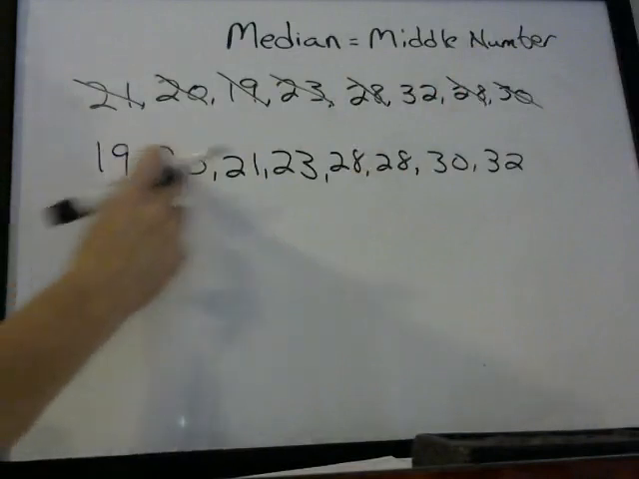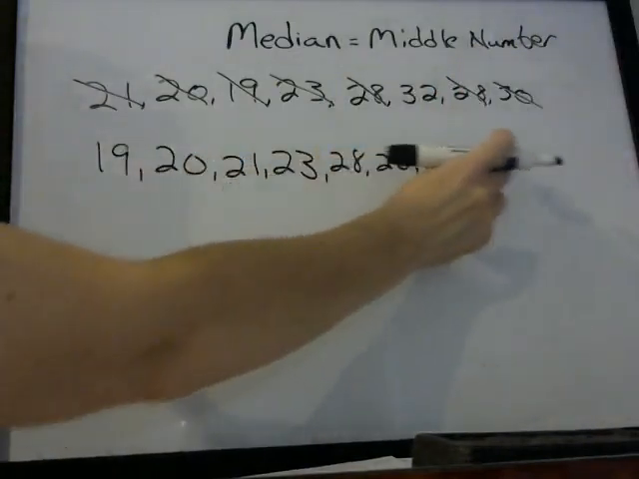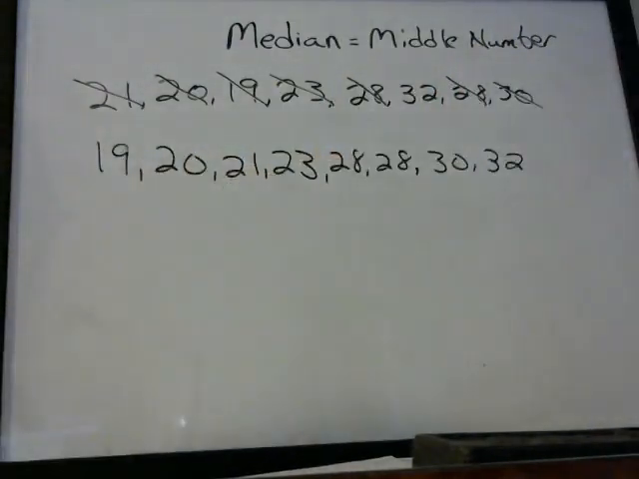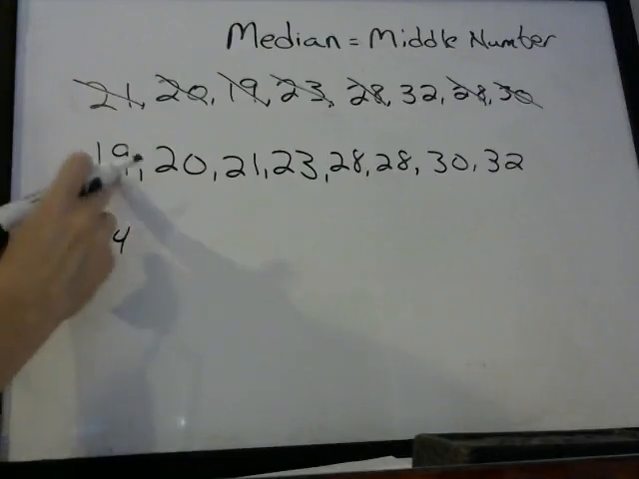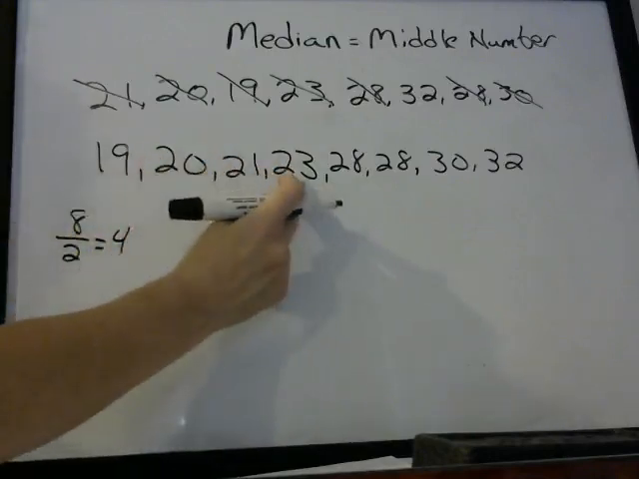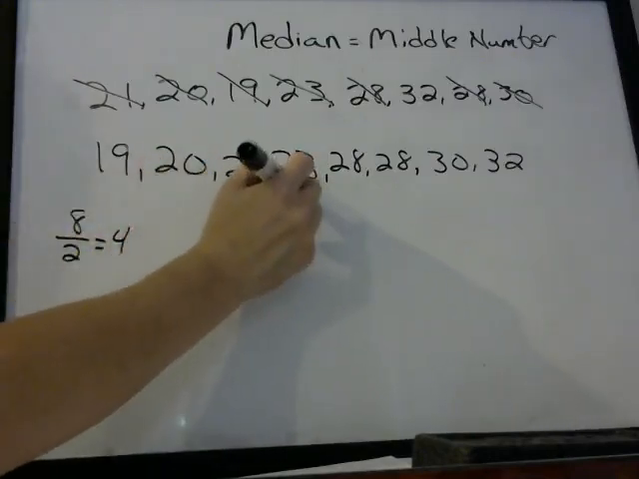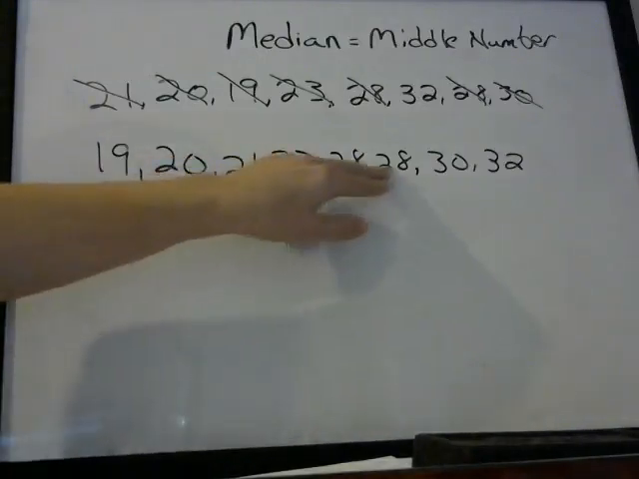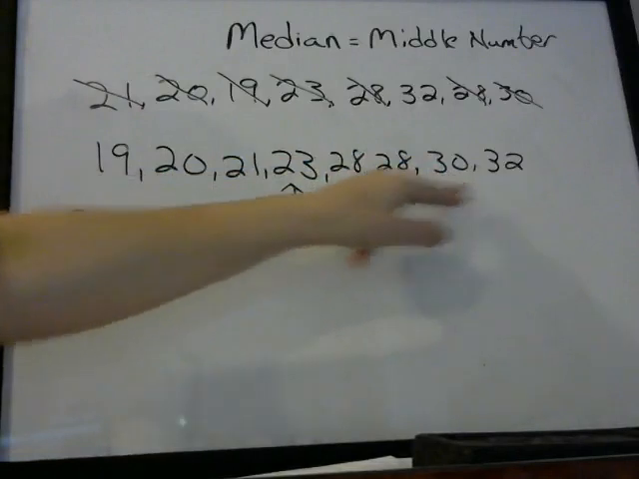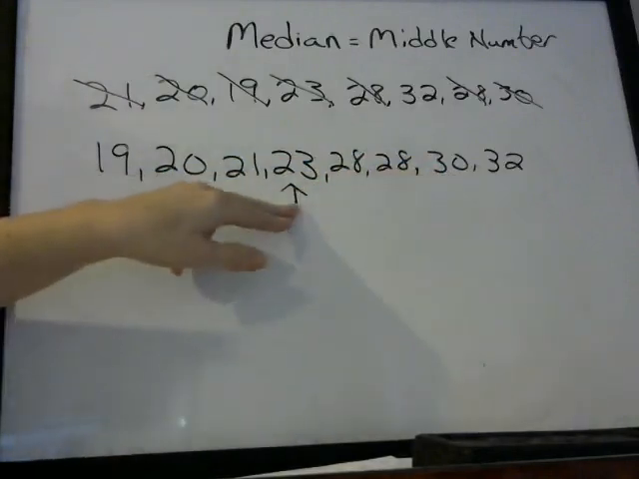Now we have 1, 2, 3, 4, 5, 6, 7, 8 numbers. So you can think 8 divided by 2 is 4. 1, 2, 3, 4. But we can't pick this number because there's only 1, 2, 3 numbers to the left of it, but there's 1, 2, 3, 4 numbers to the right of it. So that is not the median.